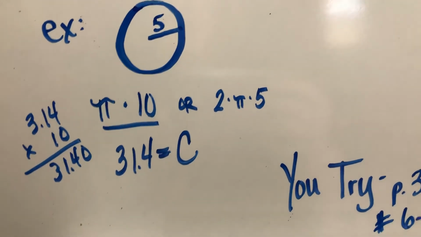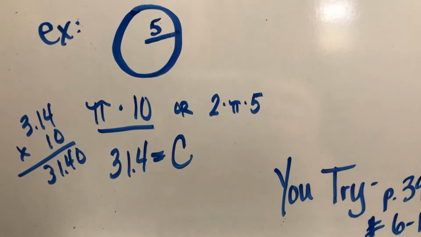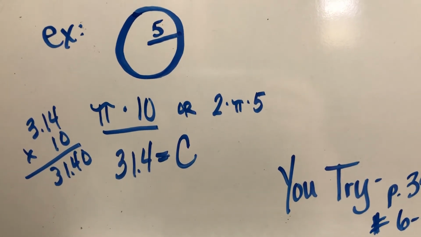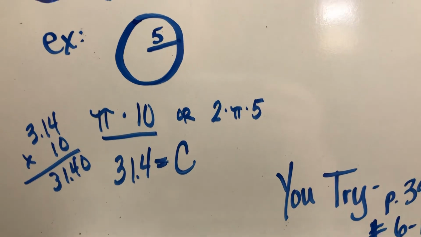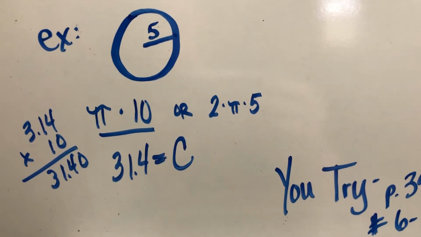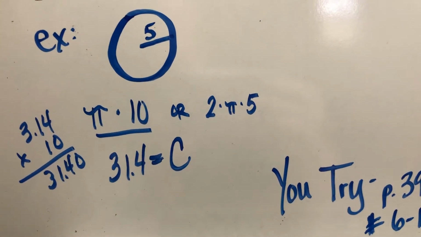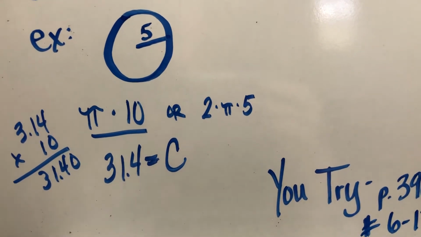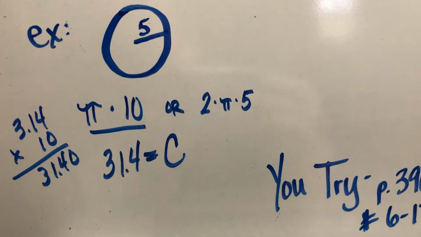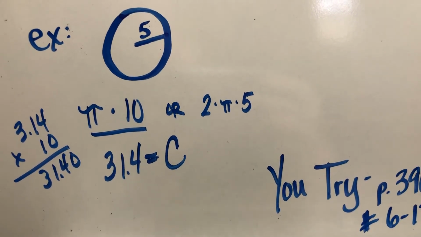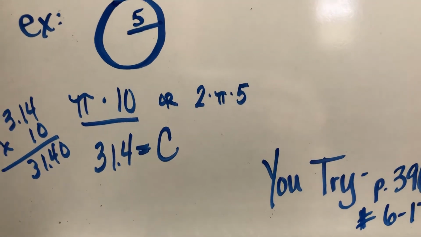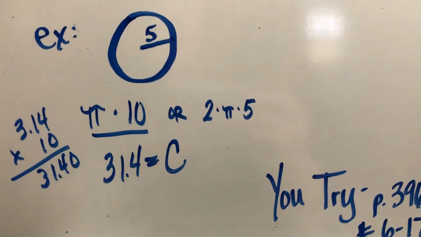The directions are going to tell you for circumference to round to the nearest tenth. Some of the problems might make you go on and on, and they don't want to torture you. They're so nice. They say, don't go on and on, just keep it to the nearest tenth. In this case, the hundredths place is a 0, so we're going to say that 31.4 is our circumference of this example.